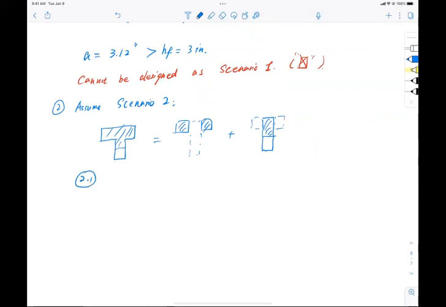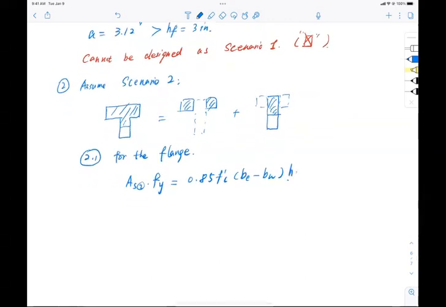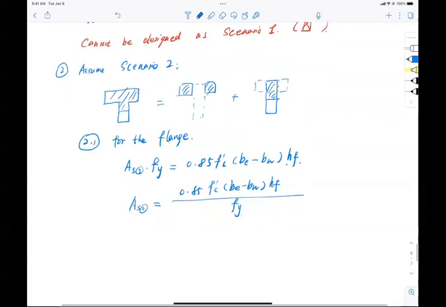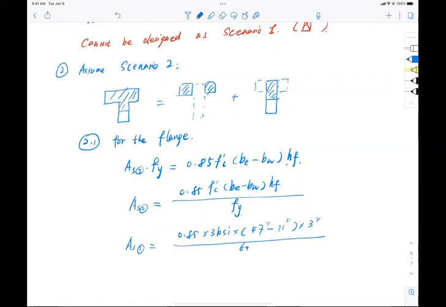All right, so how do we split? Now 2.1 for scenario number two. For the flange, the first thing we do is that we have to say that the flange reinforcement AS2 Fy equal to 0.85 f'c, here b_e minus b_w, remember? b_e minus b_w, and then don't forget our friend h_f. So from there, AS2 would equal 0.85 f'c (b_e minus b_w) h_f divided by Fy. Now bring the numbers in: AS2 equals 0.85, 3 ksi concrete, b_e 47 inch minus b_w 11 inch, multiplied by 3 inch of h_f, divided by 60 ksi.